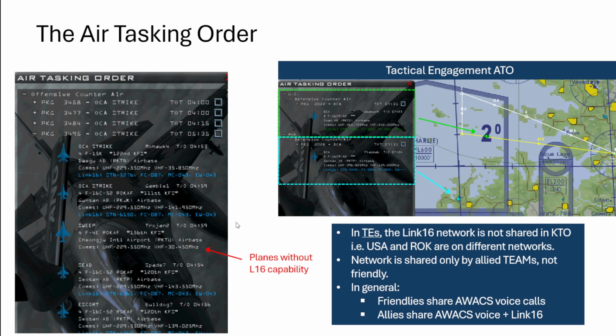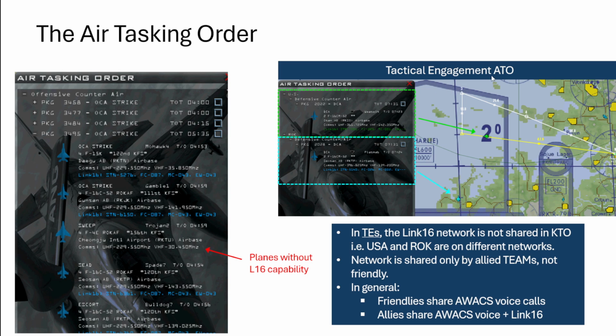So let's stick to the ATO. The ATO works this way. The ATO has a color code, and this answers the question that someone asked before. The color code means the network. In a campaign like KTO, where all teams, USA, ROK, so Korea, and Japan are allies, they share the same network. They have the same color, so they all have the blue color here.